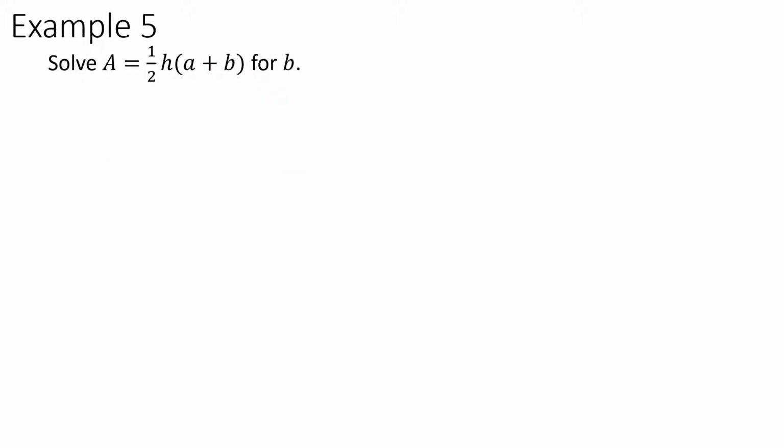Example 5. Solve A equals 1/2 h times the quantity a plus b for b. All right, I'm solving for b. And I should say that one of those a's is a capital A and one is a lowercase. So we have big A equals 1/2 h times the quantity little a plus b. The first thing I notice is that 1/2. Let's get rid of that 1/2 by clearing fractions.